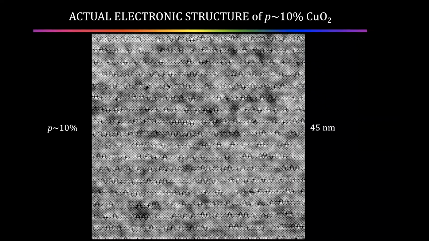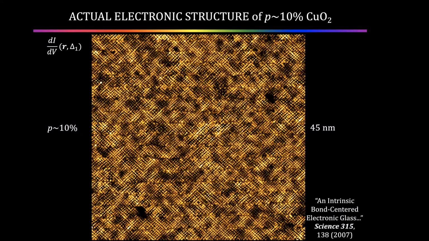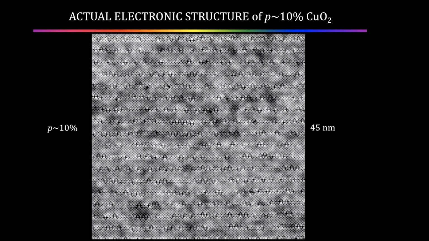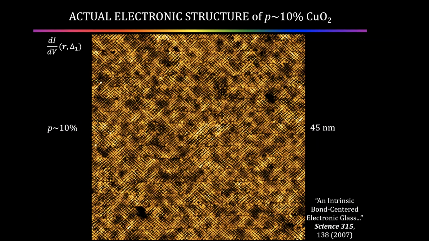Now imagine what the electronic structure looks like in this very nice, friendly, homogeneous periodic field of view. Well, it looks like this. It looks absolutely incredibly strange, right? It's much more complicated than the crystal. That's because much of the contrast is at atoms that you don't see on the top surface, at the oxygen atoms. It's bond-centered, and in many ways, it's a glass, some kind of bond-centered electronic glass. And this is true for a wide range of doping in BISCO.